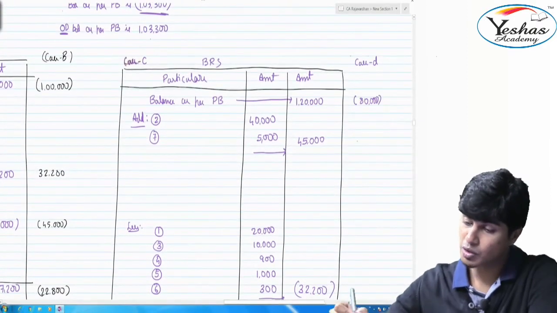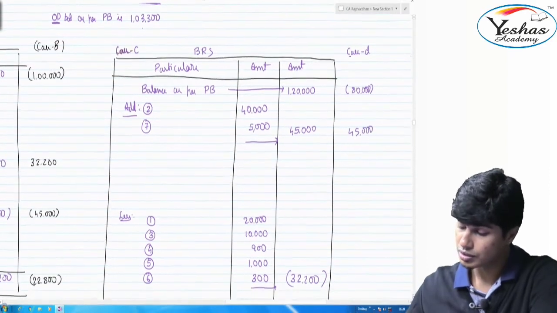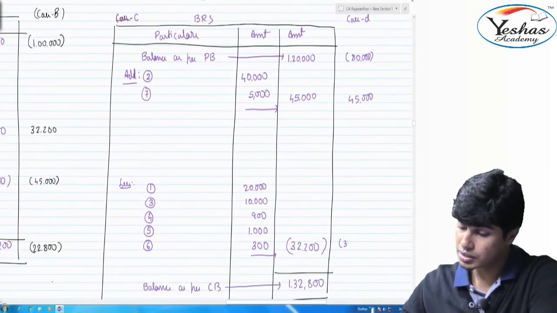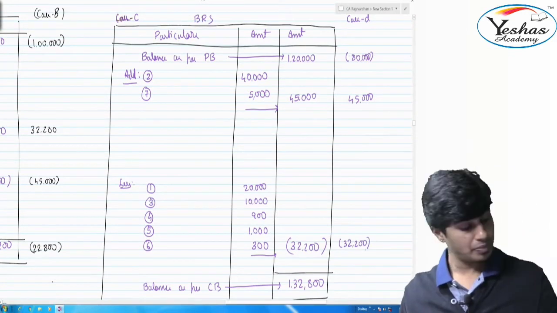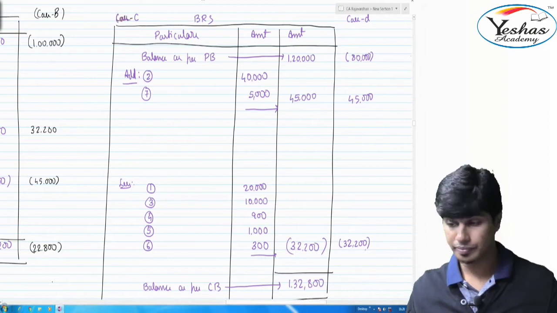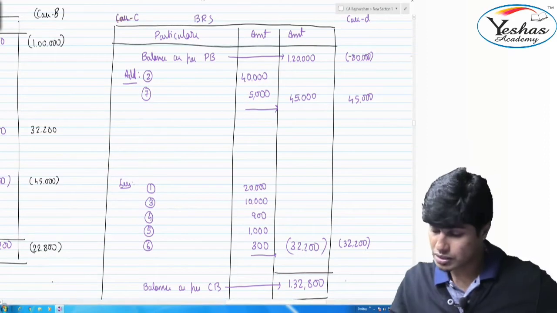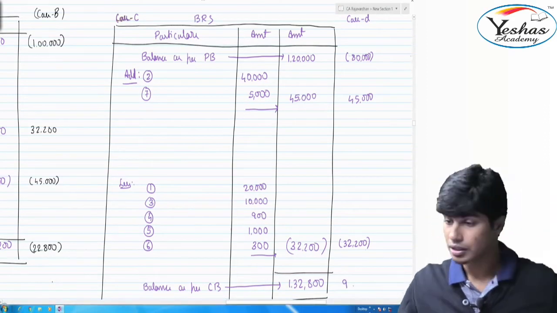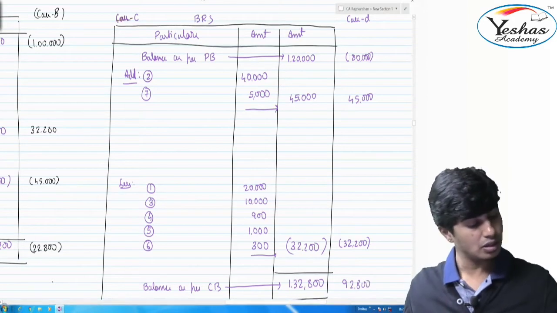Minus 80,000 is my opening balance. This would be 45,000. No change there. This would be minus 32,200. No change there also. Let us see. Minus 80,000 plus 45,000 minus 32,200. That would give us 92,800. Something is wrong.